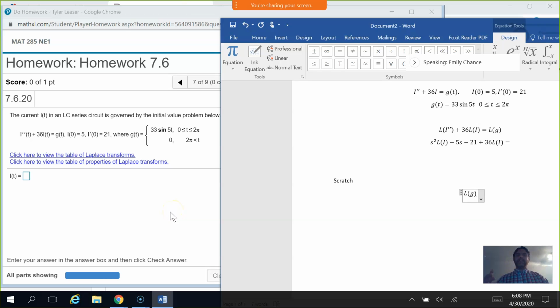Okay, so to do this, I'm checking my notes because I want to make sure I get this exactly right. This is that u stuff. I want to make sure I get the u stuff in the right order. Otherwise, I'll look silly.